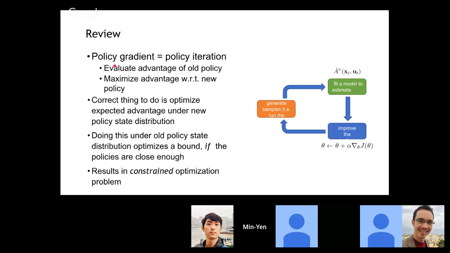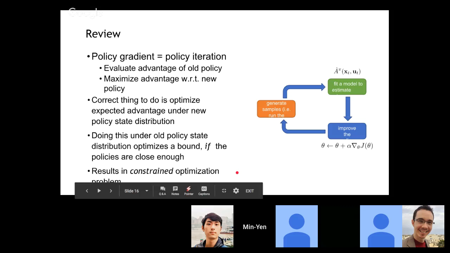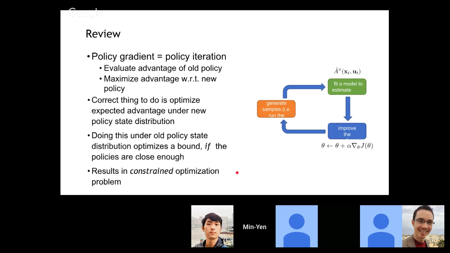Let's just look at the slide. To do policy gradient, it's essentially policy iteration. You have to evaluate the advantage of the old policy by maximizing, so that you can have a new policy. But to do that, the correct thing is you want to optimize the expected advantage. But as mentioned by Yong, you don't have the theta prime, so we need the old policy, and to use the old policy, to approximate the new policy theta prime with theta, you need a certain constraint, and so basically it results in this constrained optimization problem.